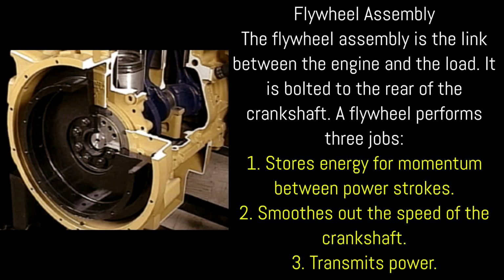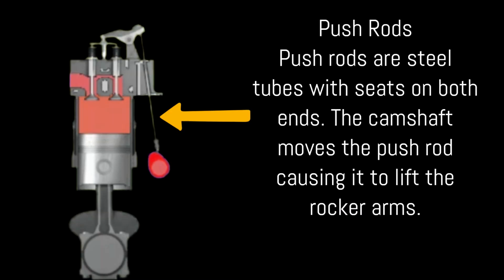Flywheel assembly. The flywheel assembly is the link between the engine and the load. It is bolted to the rear of the crankshaft. A flywheel performs three jobs. 1. Stores energy for momentum between power strokes. 2. Smooths out the speed of the crankshaft. And 3. Transmits power.